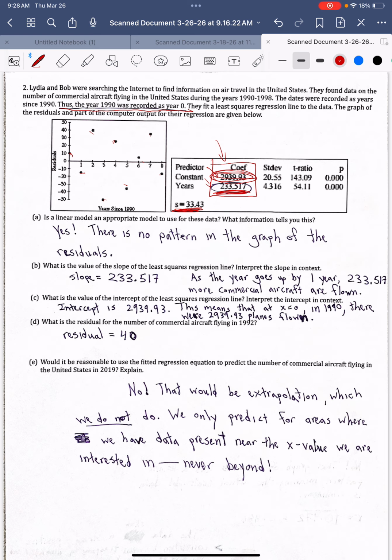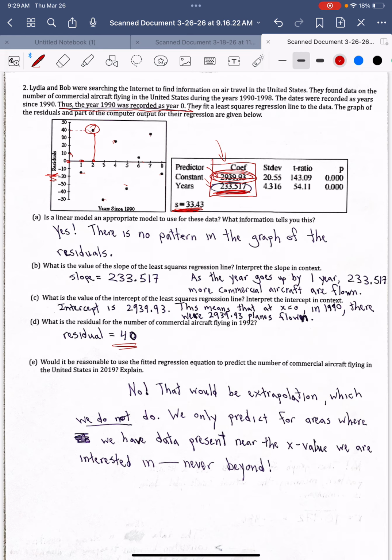What's the residual for the number of commercial aircraft flying in 92? Well, if you go to 1992, which is 90 is 0, 91 is 1, and then 92, you go up. That's our graph of residuals, so we can literally just read our graph, right? And that's where Y equals 40. The residual difference, I should say, is 40.